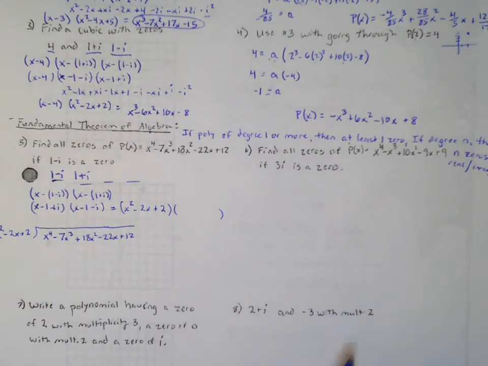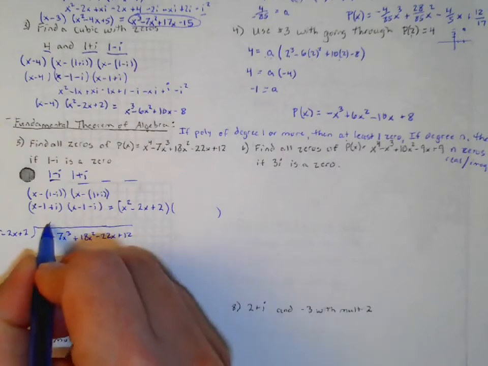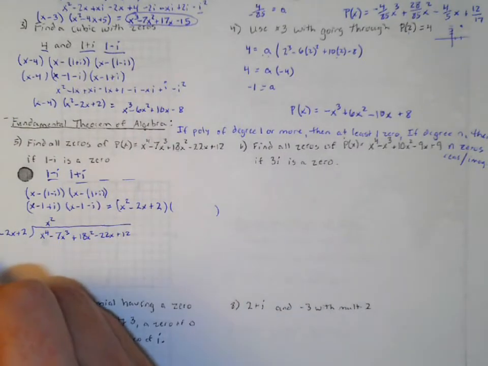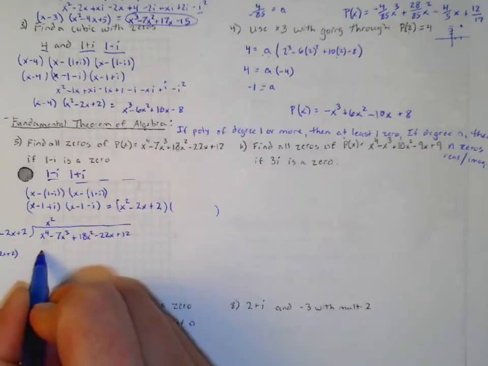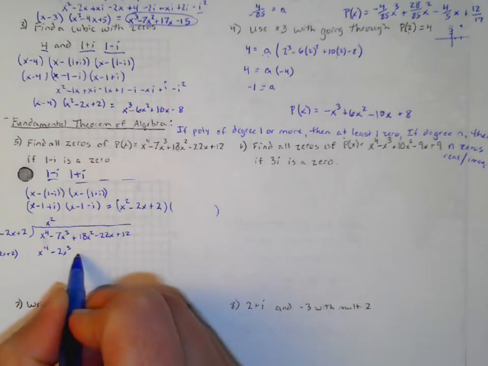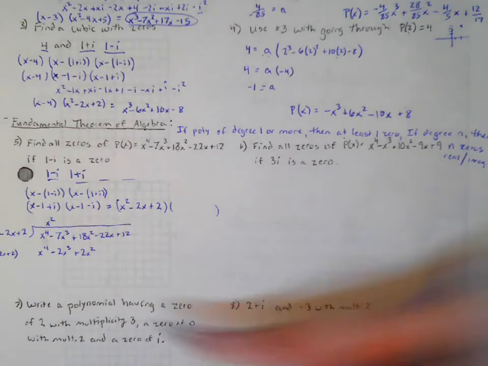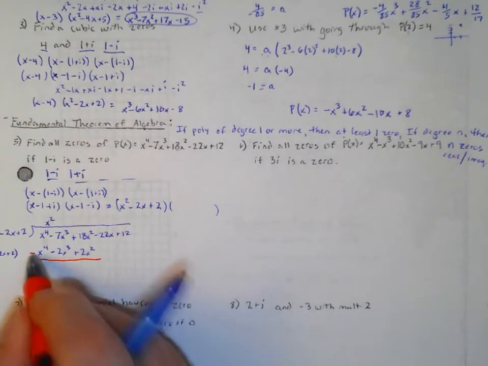Okay, so the long division: what times x squared is x to the 4th? X squared. Remember, we multiply this. It gives us x to the 4th minus 2x to the 3rd plus 2x squared. And then we have to subtract them, so we draw the line and change those signs.